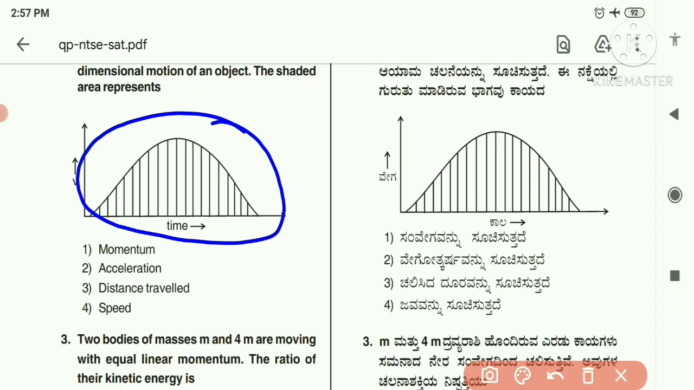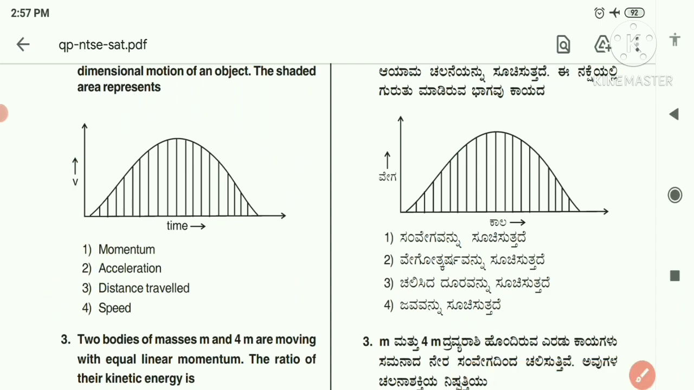In one-dimensional motion, displacement magnitude and distance traveled will be equal. If the body is moving in one direction, we should have one sign, according to the graph. So the area under the v-t graph shows displacement or distance traveled. So the answer is the third one.